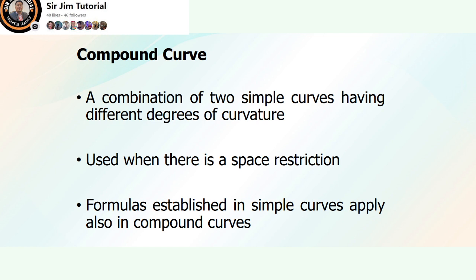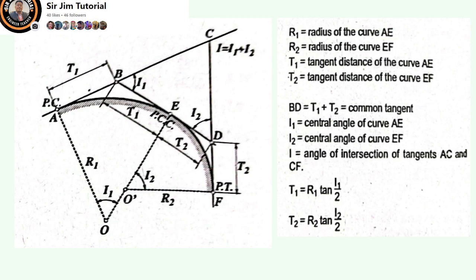So what is a compound curve? Okay, compound curve is just a combination of two simple curves having different degrees of curvature. So it is used when there is space restrictions. So for example, there's some limitation in terms of space, and then you cannot use all the way the simple curve. Then you can use the compound curves. Formulas established in simple curves apply also in compound curves. As I've said, all the elements, the formulas used in simple curves shall just be applied in your compound curve.